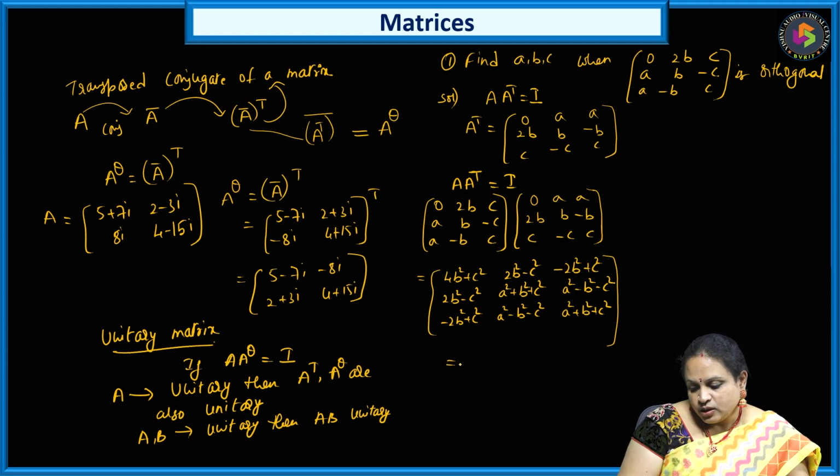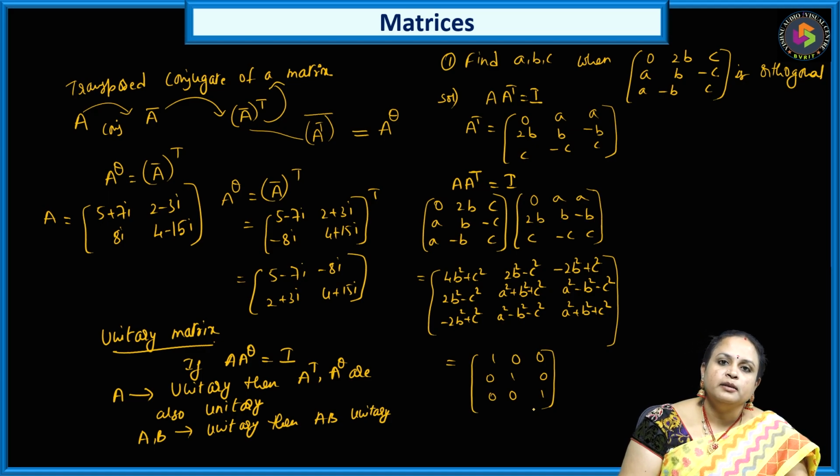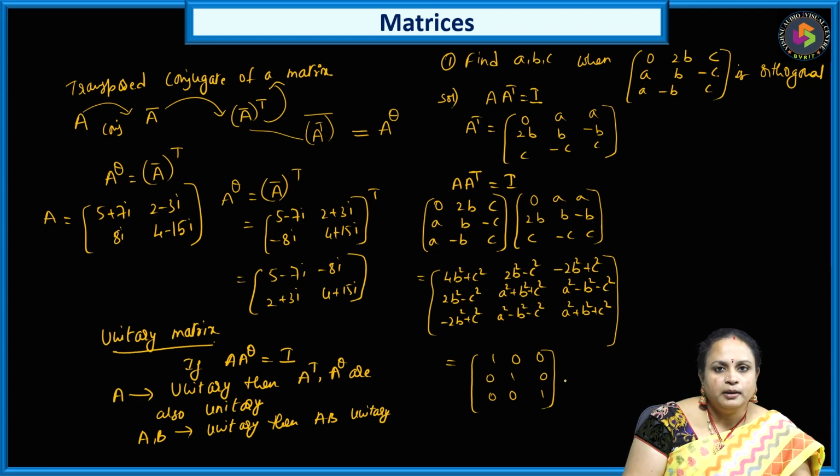Now this is equal to the identity matrix, that is 1 0 0, 0 1 0, 0 0 1. Now let us equate the corresponding elements and find out A, B, C. So when we equate the corresponding elements, what are we getting?